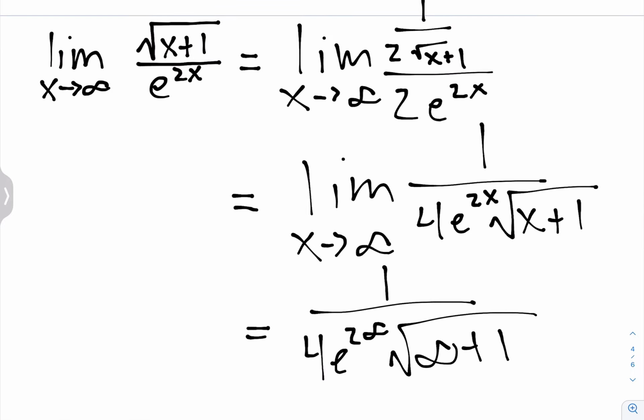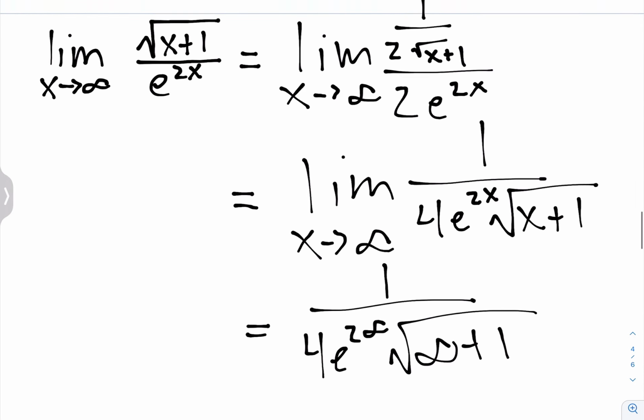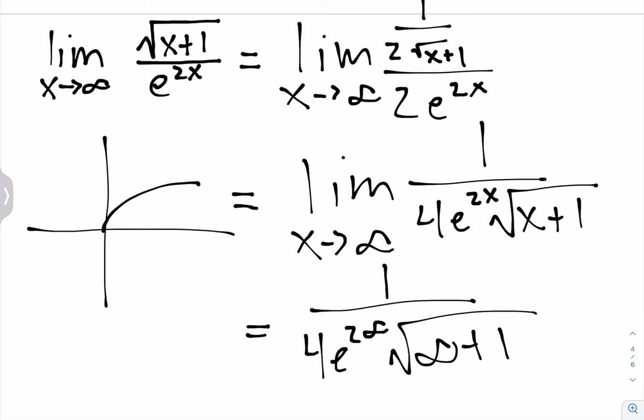Okay, another way we can think about it, we did it in a previous question, is if we look at how the square root function increases, it looks like this. E to the 2x looks like this.